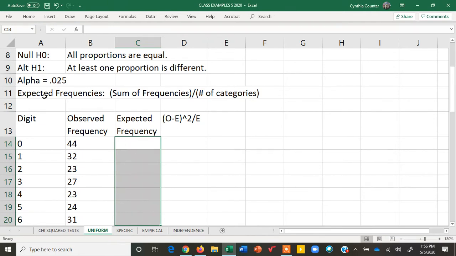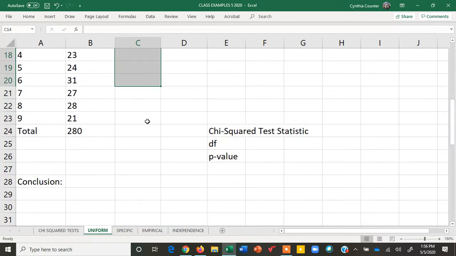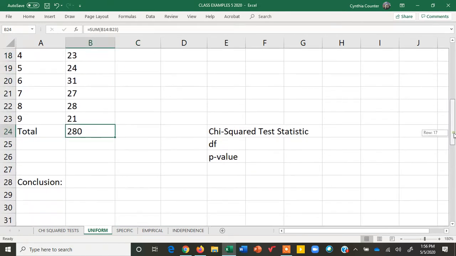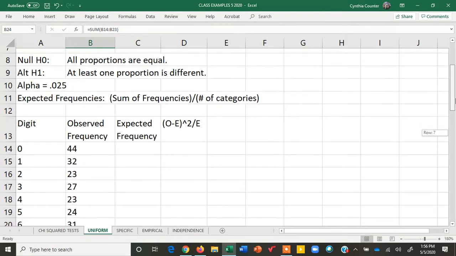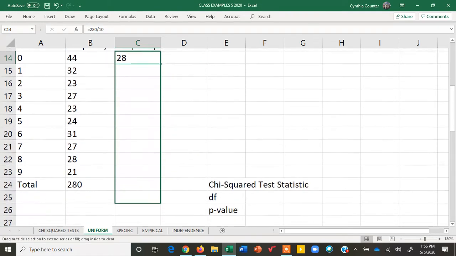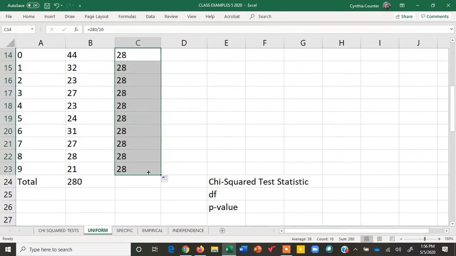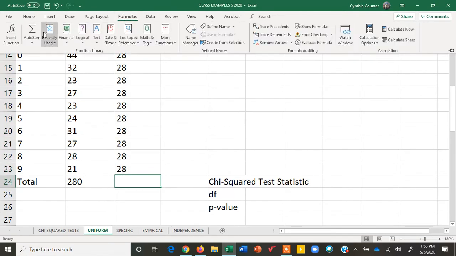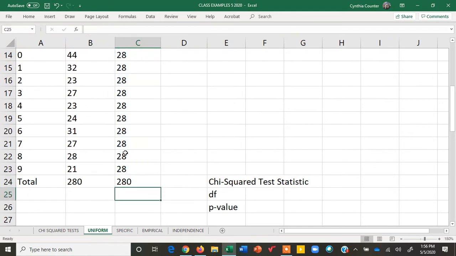Hence, the expected frequencies are all the same, and it's simply the sum of the frequencies divided by the number of categories. Here we have 280 as the total frequency, and we have 10 categories, so each expected frequency will be 28. I will go ahead and copy this all the way down. There we go. And if you wanted to double check that you did things correctly, you could do an auto sum here because you should have the same total as in your observed frequencies.